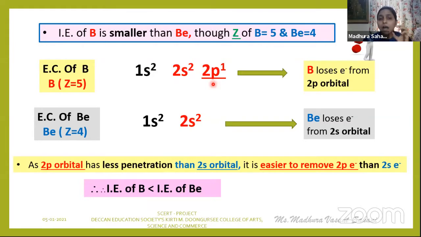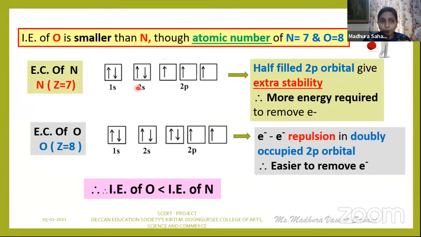So obviously, as the 2p orbital is a little far from the nucleus, less energy is required to remove that valence electron from the 2p orbital rather than the 2s orbital, and therefore the ionization enthalpy of boron is always less than the ionization enthalpy of beryllium, though the atomic number of boron is 5 and beryllium is 4. Correct? Now, in the next slide, we are going to reason out our second question.